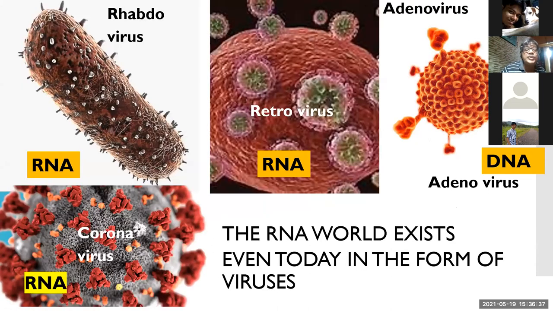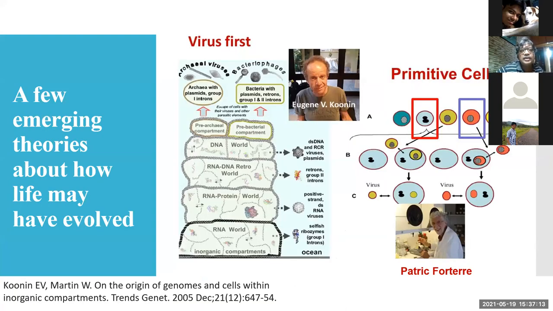And you can see that this RNA world is still here. It has not gone away. And today we are realizing how much more powerful this RNA world is, because all these viruses, not only the coronavirus, the retroviruses, the rhabdoviruses, they are all RNA viruses, and their mechanism of replication is so unique that even after so many scientific efforts, we have been unable to produce a single drug that can inhibit their multiplication.